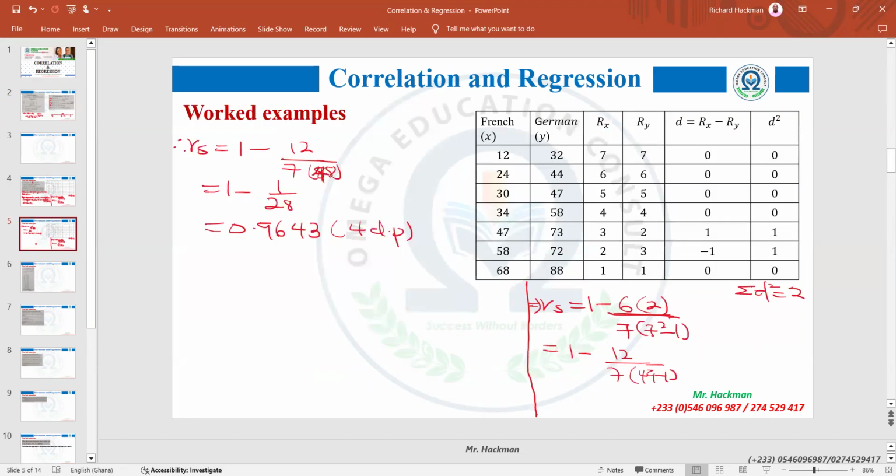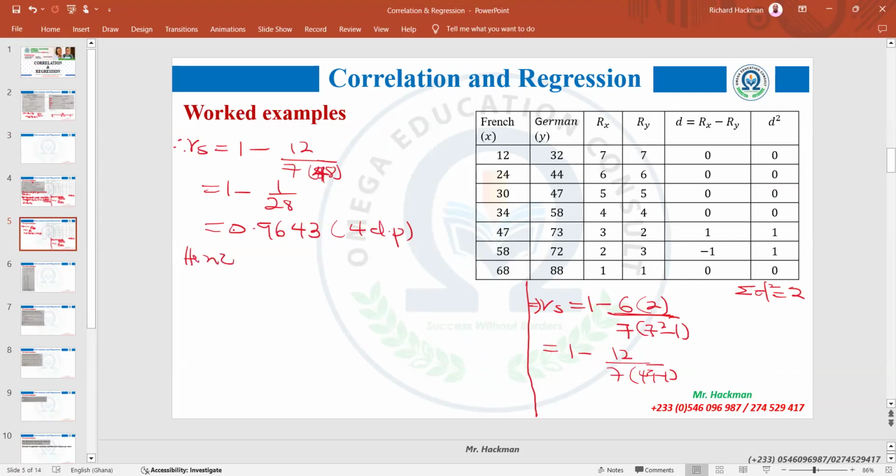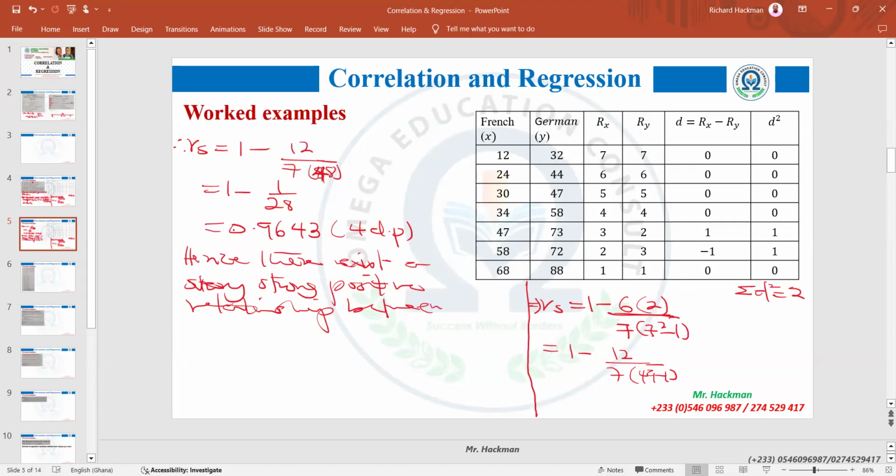I'll write therefore, or if the question uses hence, then we have to use hence. So hence, there exists a strong, or very strong, forgive me, very strong positive relationship between, in this case, you know your variables, so X and Y.